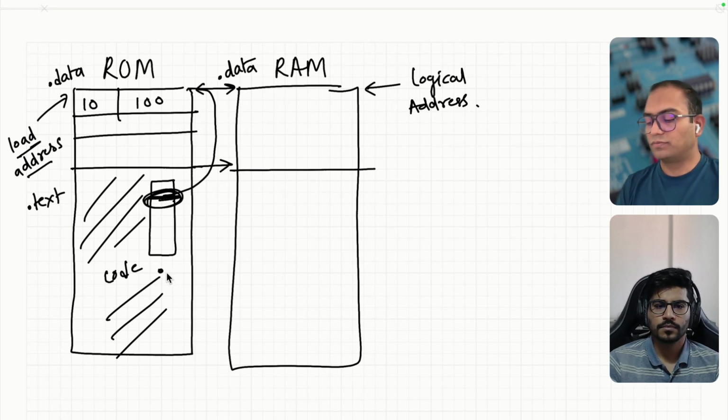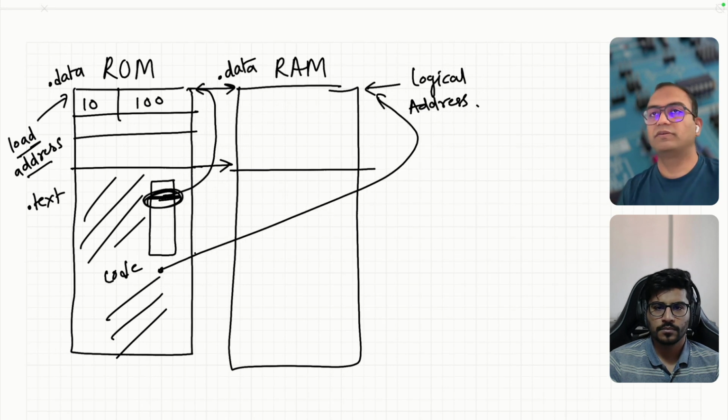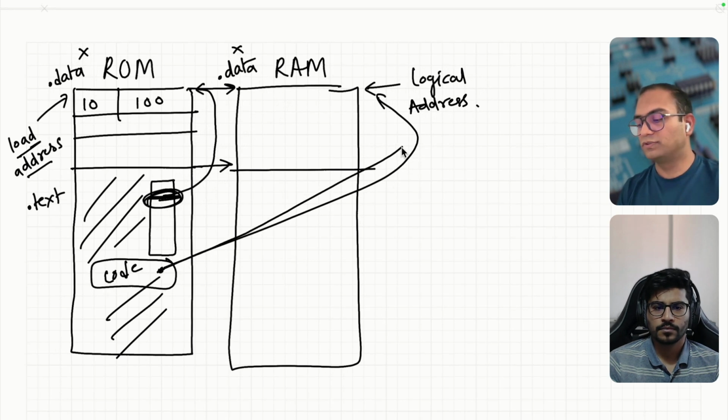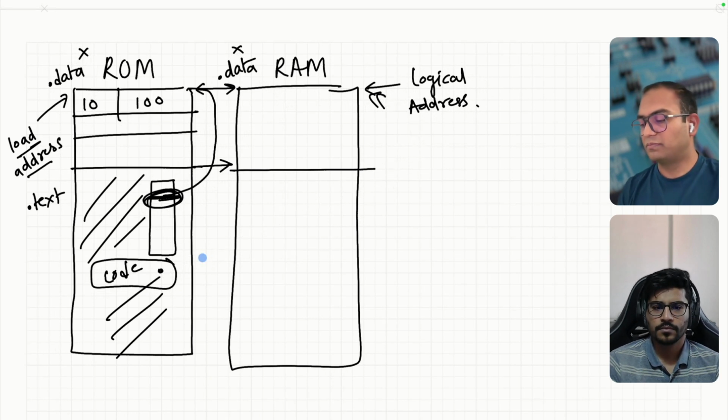The code also makes reference to the global initialized variables with their logical addresses. So you can imagine there are two places that X exists, one in the ROM and the other in the RAM. But the code will always use the address that is pointing to the RAM, the logical address. Okay, so if that much is understood, the data section exists here.